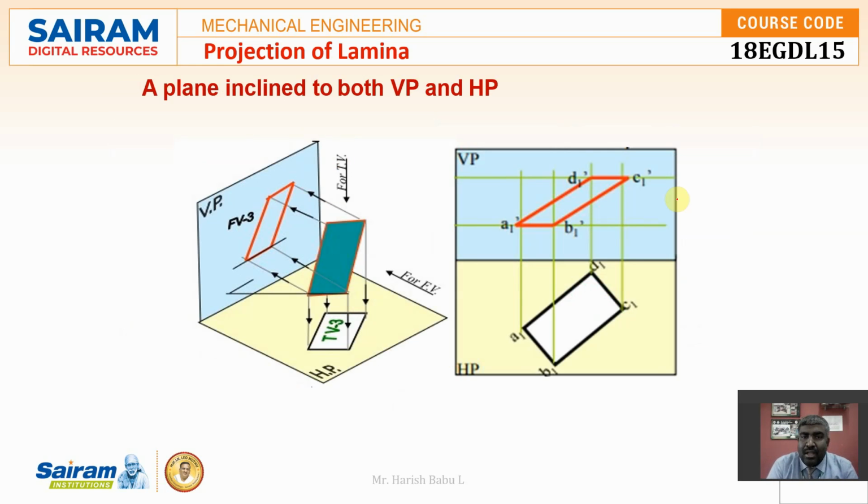So initial position is, I want to assume it is parallel to either HP or VP. I want to project for the view. Then I want to incline the surface of the lamina either with respect to HP or VP. Then I'll come back to the last condition where it is inclined to either VP or HP. So here I want to get initial position, second position, and third position. So all three positions will be drawn to get the actual view of the lamina. So the problems we are going to see in the next video.